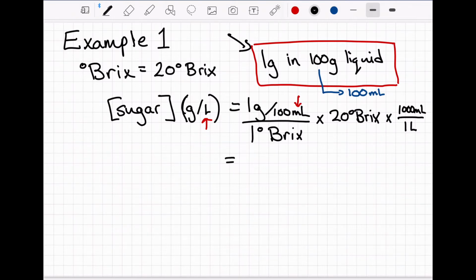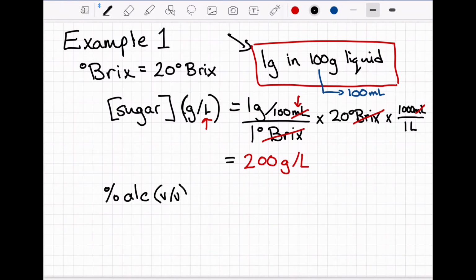Okay, so now we're going to make sure our units all work out so we can cancel our units. Make sure you never cancel out your numbers, just the units. So milliliters here and milliliters here, and that will leave us with grams per liter. We go ahead and we compute this out, and we get 200 grams per liter. Okay, so that's our sugar concentration. Now we're going to move ahead and calculate our percentage alcohol.